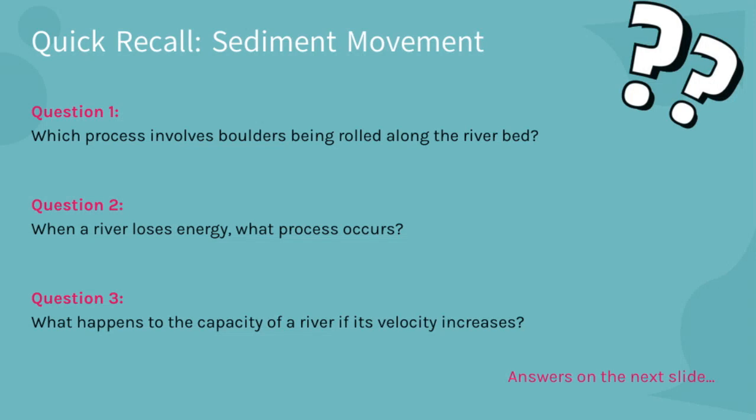Let's do a quick recall. Question 1. Which process involves boulders being rolled along the riverbed? Question 2. When a river loses energy, what process occurs? Question 3. What happens to the capacity of a river if its velocity increases? Take a moment to think. Remember, capacity means the total amount of load a river can carry. A faster river usually has more energy, so it can carry more and larger material.